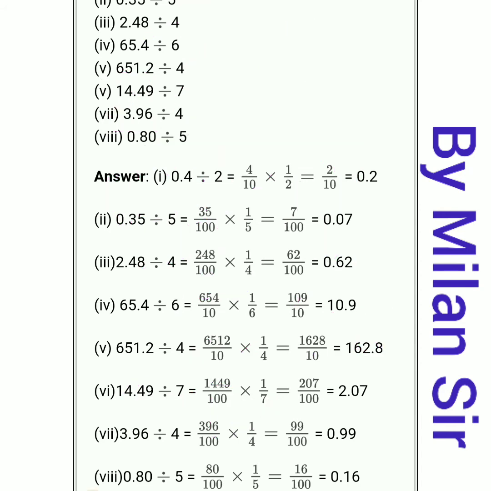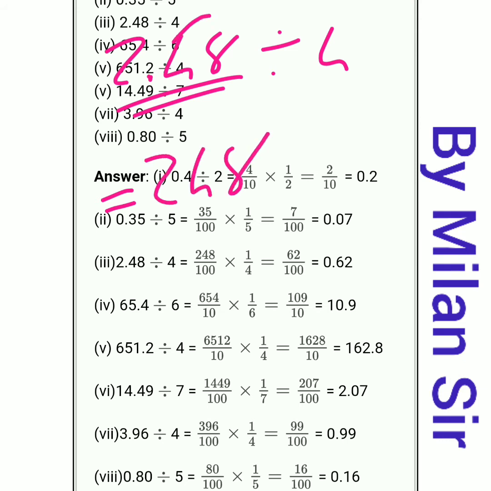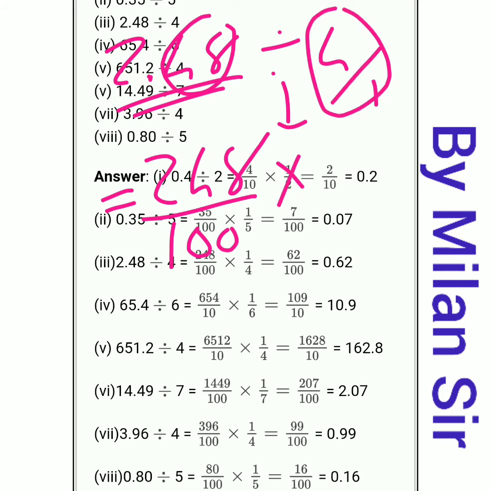Okay, again, 2.48 divided by 4. First of all we need to convert this decimal number into fraction, so ignore the decimal point. After decimal point two digits are present, so put 20 here, and before that we need to put 1, so 20, that means 100, we need to write here. Now we need to convert this division into multiplication. We need to take reciprocal of second number, so 4 by 1, reciprocal is 1 by 4.